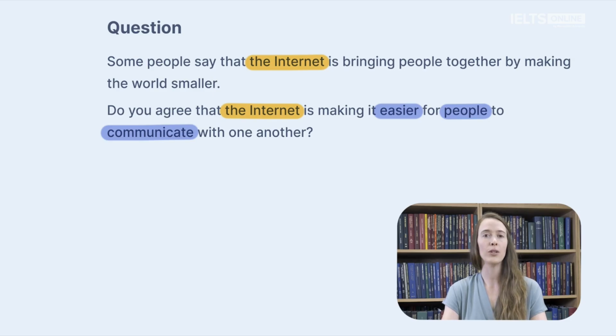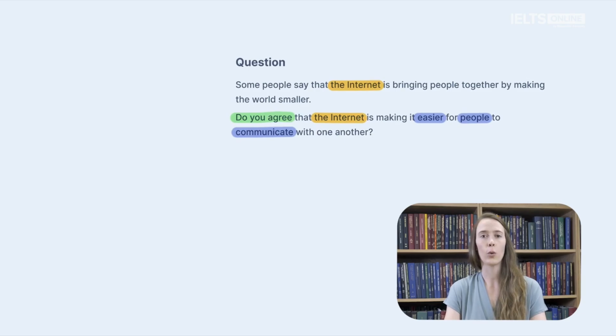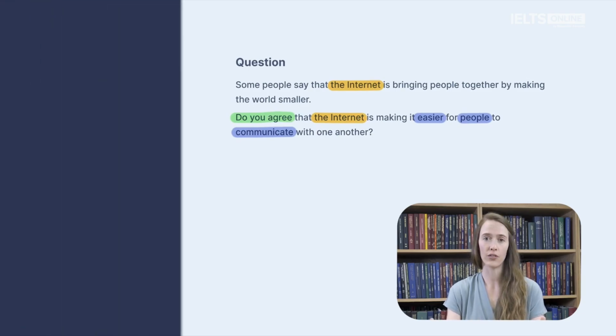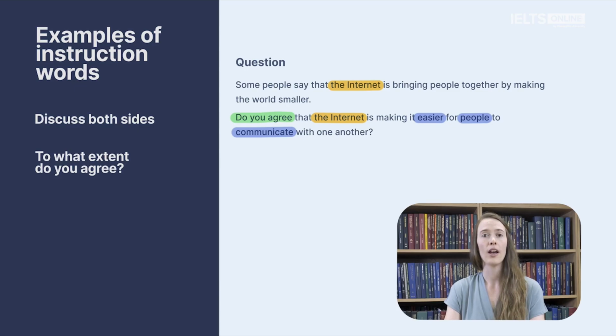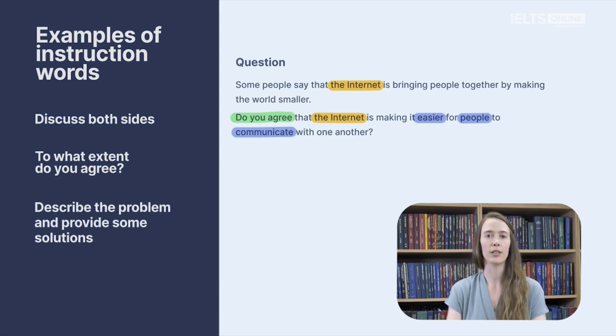Instruction words tell you what you need to do and the type of essay you need to write. Have a look at the example question. What do you think the instruction words are? Does this question ask for your opinion? The instruction words here are do you agree, which means that you need to express an opinion that could agree or disagree. Task 2 questions can contain a range of instruction words. For example, discuss both sides. To what extent do you agree? Or describe the problem and provide some solutions.